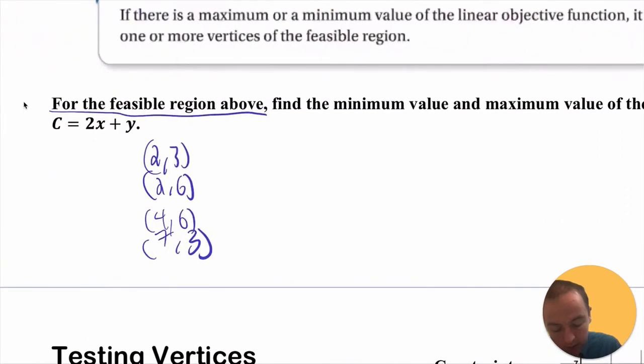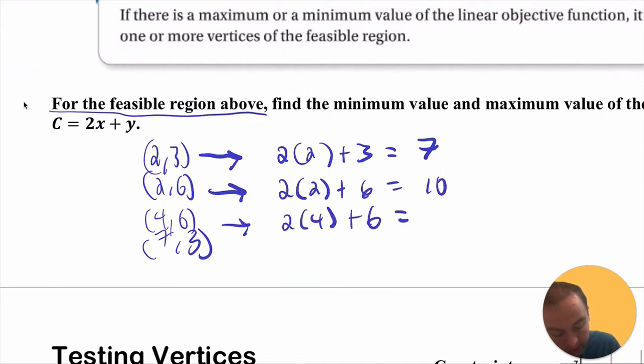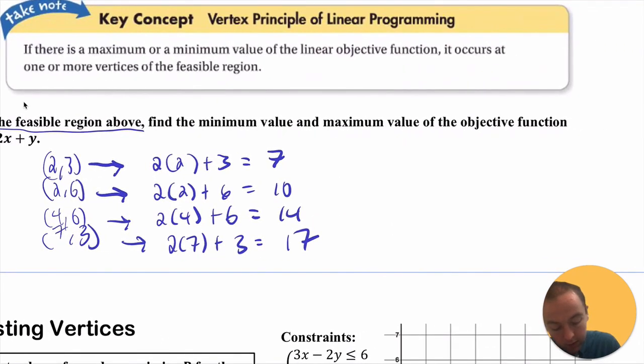All right, so we just want to evaluate each of these under c. If we take the first one, 2 times x plus y, we end up getting 7. Then for the second, 2 times x plus y gives us 10. Then 2 times x plus y there is going to give us 14. And finally 2 times x plus y there gives us 17. So of those values of c that we found, the smallest is the minimum possible value within the feasible region, and the largest is the maximum possible value within the feasible region.